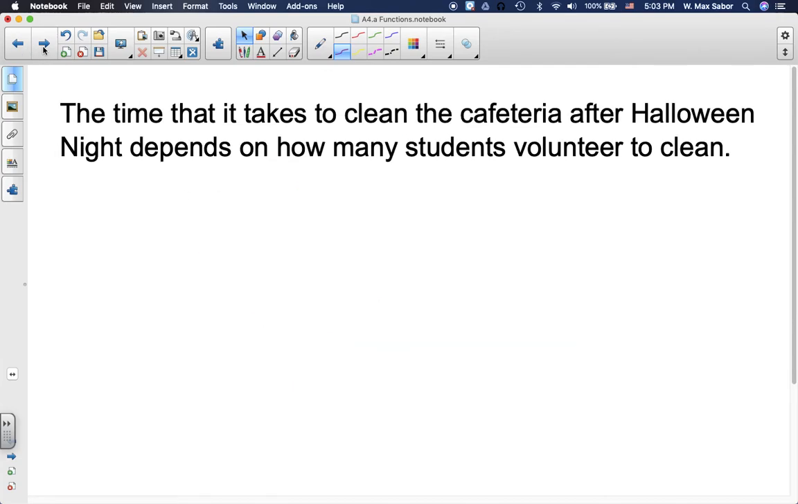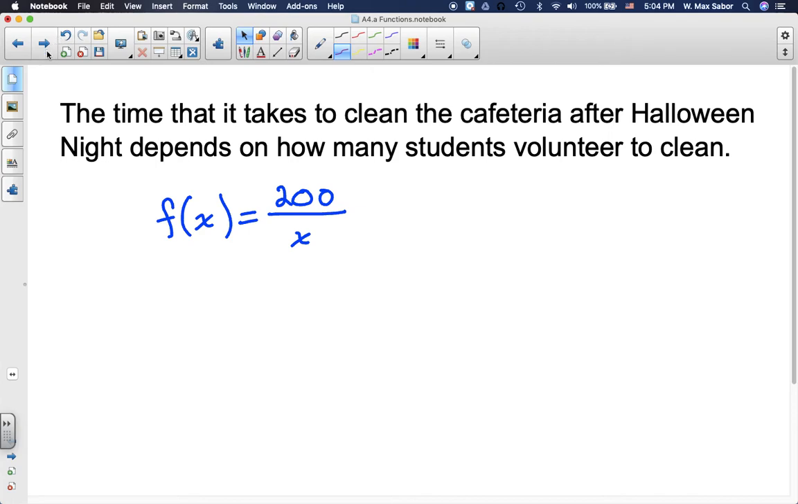The time that it takes to clean the cafeteria after Halloween night depends on how many students volunteer to clean. So you could say that if one student did it, it would take 200 hours. And you could say, okay, it's 200 hours divided by the number of students who help clean. So if 20 students clean, it takes an hour. And if 40 students help clean, it only takes 30 minutes.